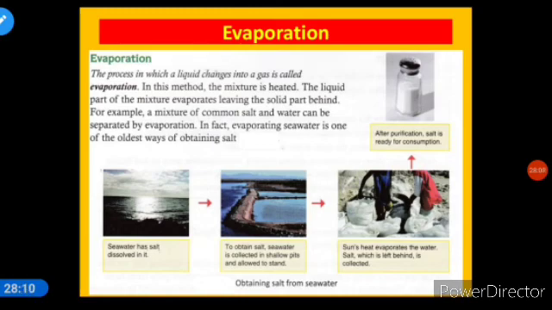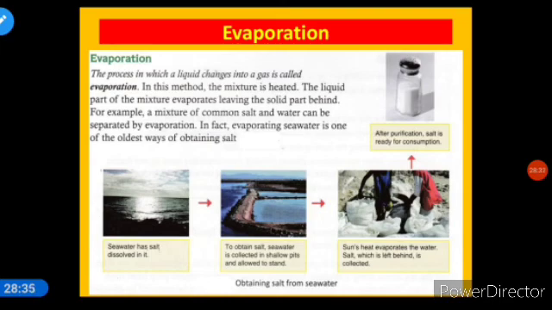First one is seawater, which has salt dissolved. You know very well, seawater is salty in nature. It means salt is dissolved in seawater. To obtain salt, seawater is collected in small pits. Pits means गड्ढे. Small pits में water को हम collect करते हैं.